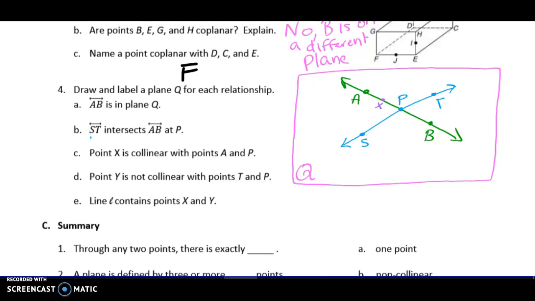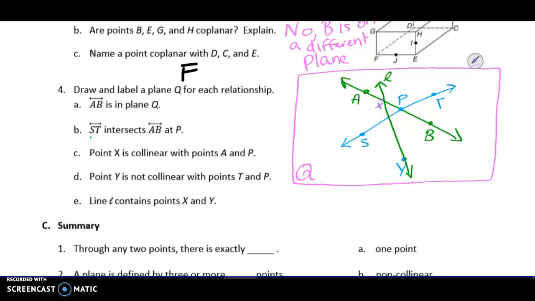D. Y is not collinear with points T and P. So if it's not collinear with T and P, it just means that it has to be somewhere else. It could be on line AB, or it can be somewhere else in my picture, as long as it is not collinear with T and P. And then E, line L contains the points X and Y. So I need another line that's going to contain X and Y, or go through them, and I need to call it line L.